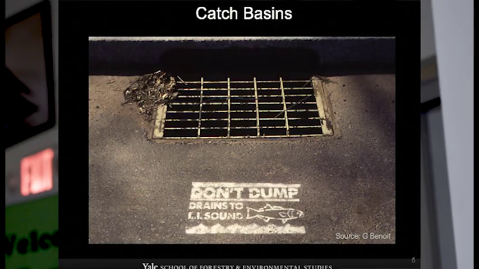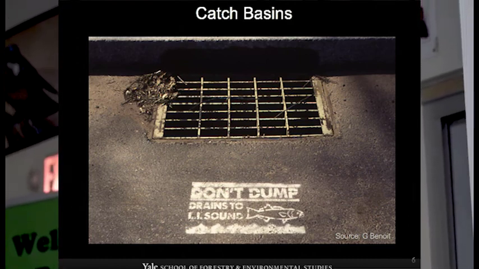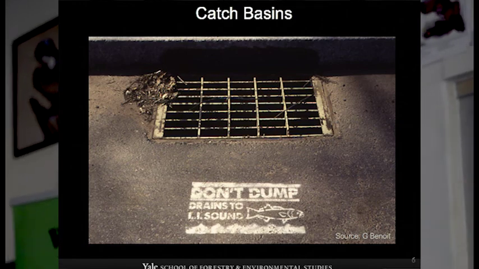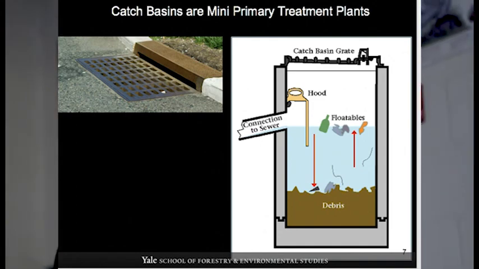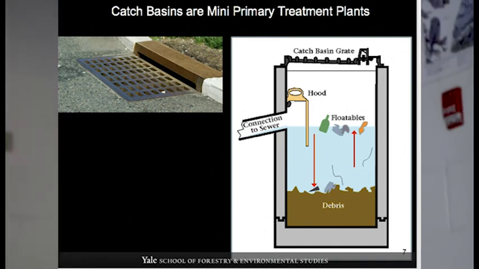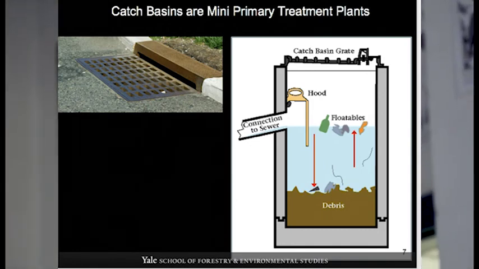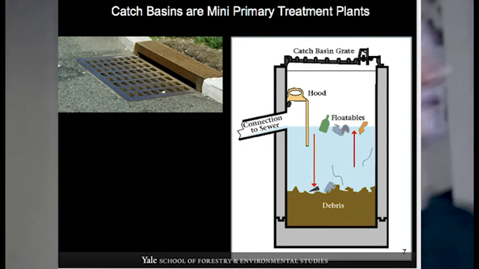Now, the way we used to deal with this is, as I said, with a bunch of pipes in the ground, and we have these catch basins, and a lot of people think of those just as a way to get water from the street to the pipe, but they're actually like little mini treatment plants. If you look at them in cross-section, if they're designed properly, there's a big sump down there, and stuff that is heavy can sink, and stuff that is light can float, especially if you have a hood on it so that the floatables don't go down into the sewer.